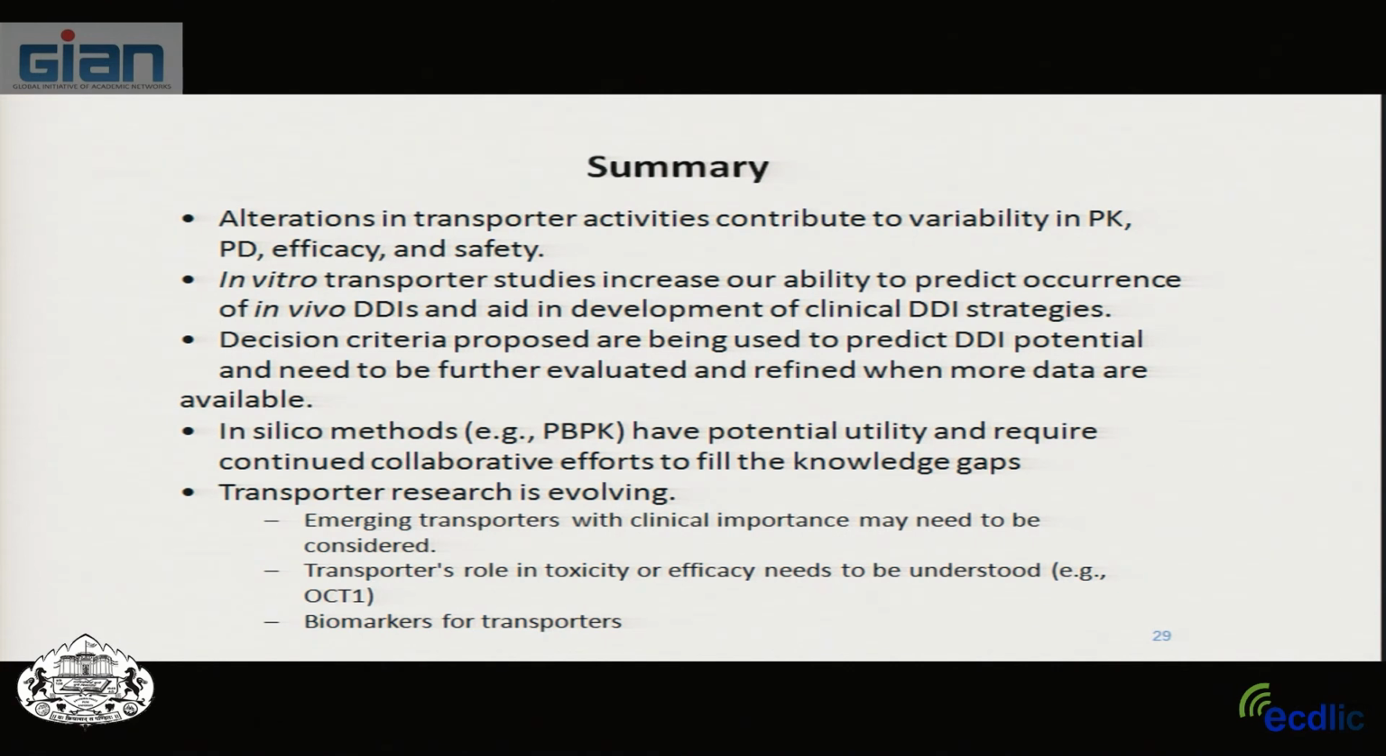As with any other field, transporter research is also evolving as we learn new things. So emerging transporters with clinical importance may need to be considered as we describe or learn more about the properties of different transporters. This will need to be changed, and the transporter's role in toxicity or efficacy needs to be understood, for example, organic cation transporter one. And then the question is always whether we can use transporters as biomarkers. Is that possible? Some studies are going on.